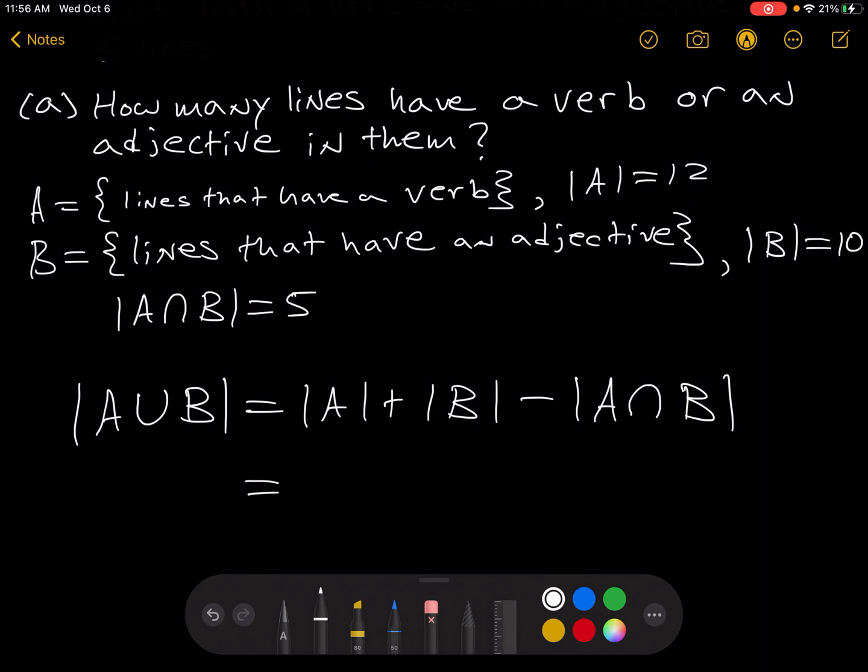From above, we know the cardinality of A is 12, the cardinality of B is 10, and we subtract 5. So 12 plus 10 minus 5, 10 minus 5 is 5, so 12 plus 5 is 17. And that's how many lines have a verb or an adjective in them.